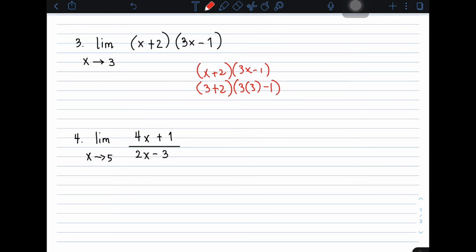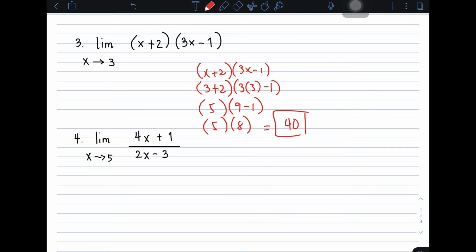So we will manipulate this expression. This is 5. And then this will become 9 minus 1. Simplifying this, it will give you 5 times 8. So the answer here is simply 40. The limit of x plus 2 times 3x minus 1 as x approaches 3 is equal to 40. Now let's move on with item number 4.